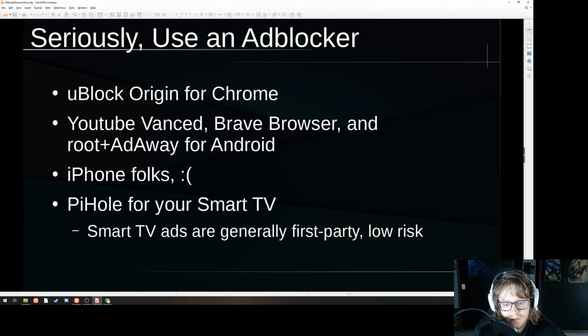Pi-hole costs about $40 plus a little bit of install time. Not particularly difficult to do, so if ads really bother you, I suggest going that way. But at the bare minimum, uBlock Origin.